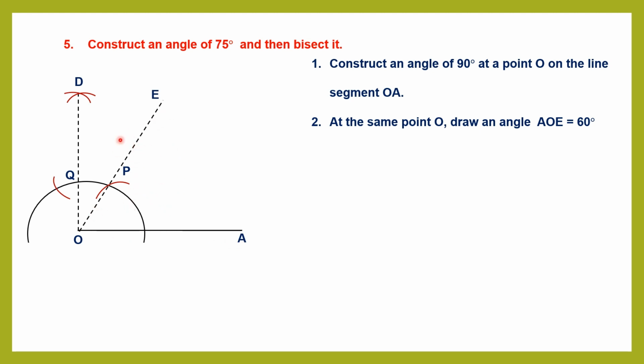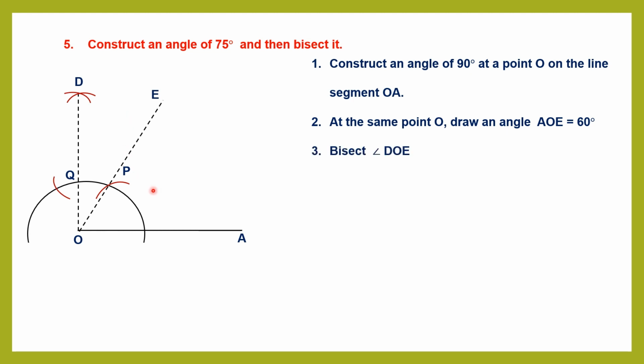So now we have taken away 60 from 90. Now only this portion here, 90 minus 60, this portion is 30 degrees. So we have to bisect this. Why do we bisect this? When you bisect 30 degrees, what do you get? You get 15. Then you can add it to the 60 degrees. 60 plus 15 will give you 75.